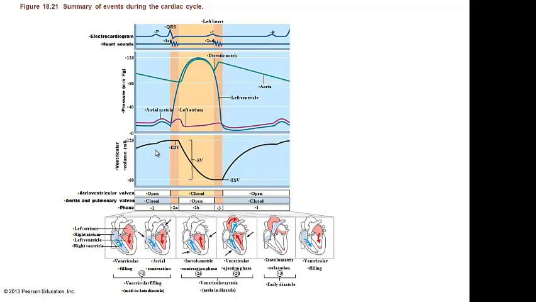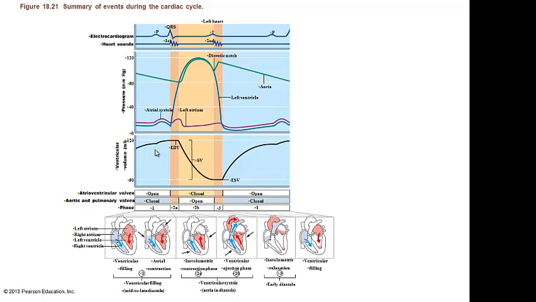At the top, we see what we've already learned. So you see P, Q, R, S, and T. That's what we see in an electrocardiogram. We hear the heart sounds when what happens? QRS, what's happening? The ventricles are contracting. So if you follow this down, you can see the pressure in millimeters of mercury in the aorta.